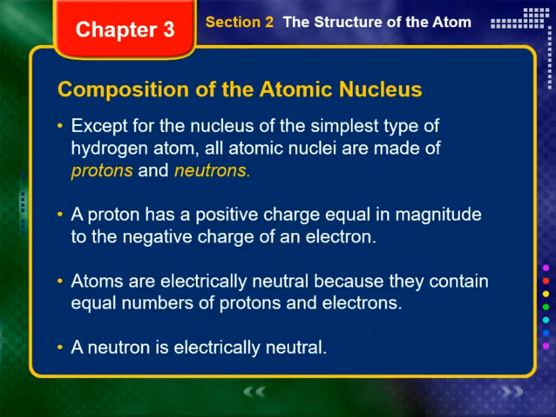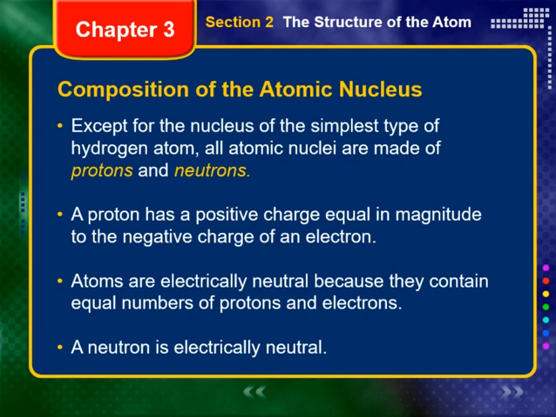Except for the nucleus of the simplest type of hydrogen atom, which we'll discuss in the next section, all atomic nuclei are made of 2 kinds of particles, protons and neutrons. A proton has a positive charge equal in magnitude to the negative charge of an electron. Atoms are electrically neutral because they contain equal numbers of protons and electrons. A neutron, however, is electrically neutral. The simplest hydrogen atom consists of a single proton nucleus with a single electron moving around it.